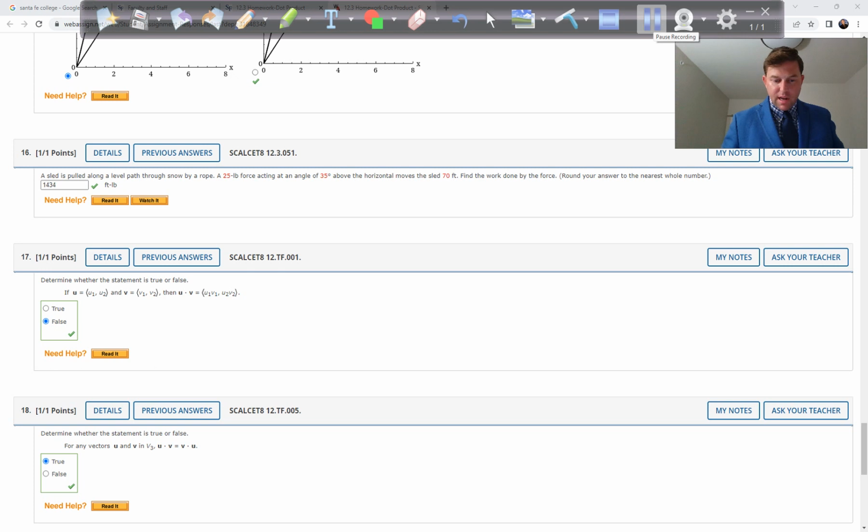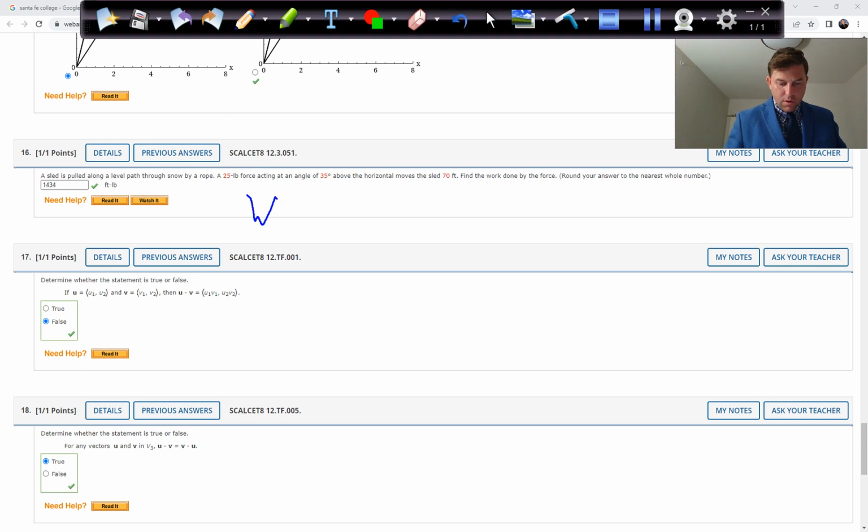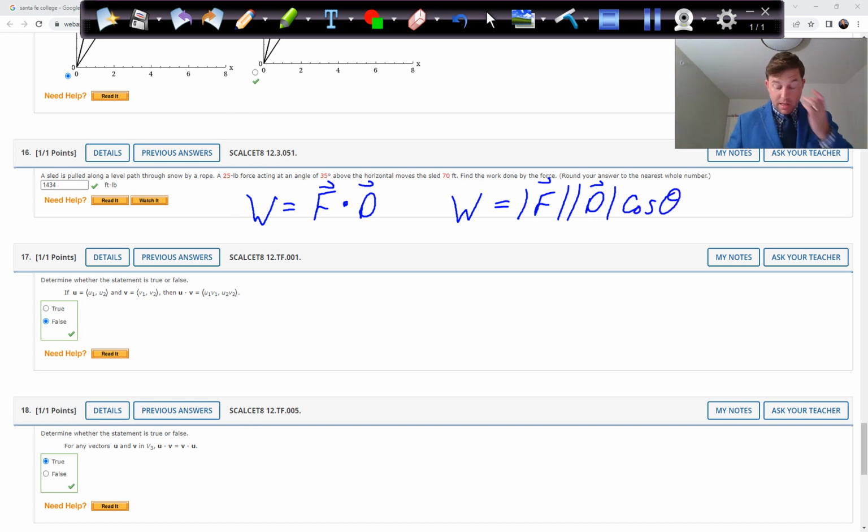Okay, the last 5 or so are actually not too bad. Problem 16 says, find the work done by the force. So we had said work as a scalar was force dot distance. Well, if you don't know the dot product, you can do that same equation rearranged and get the magnitude of the force times the magnitude of the distance times the cosine of the angle between these two things. And it just so happens they gave us the numbers for all these.